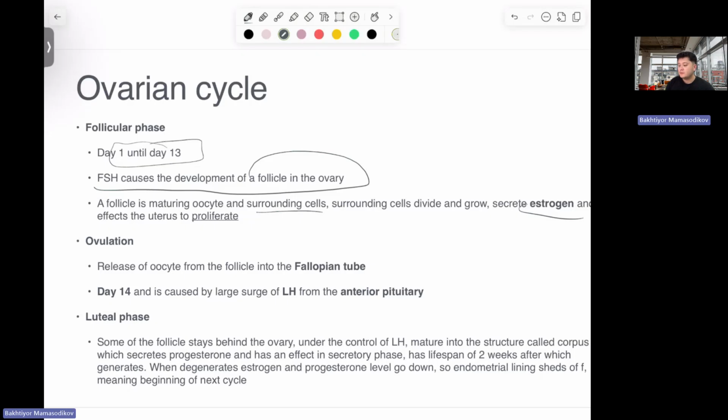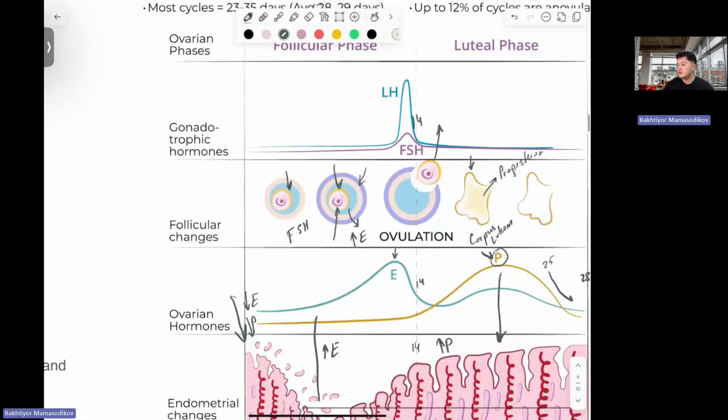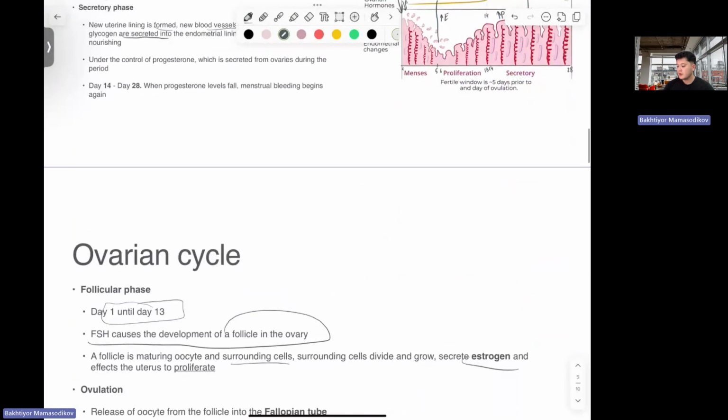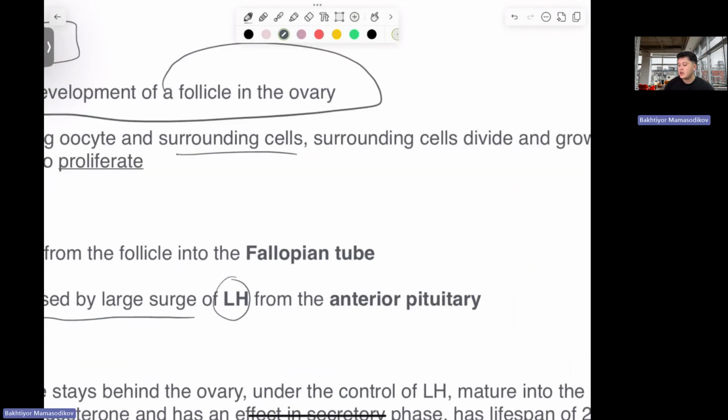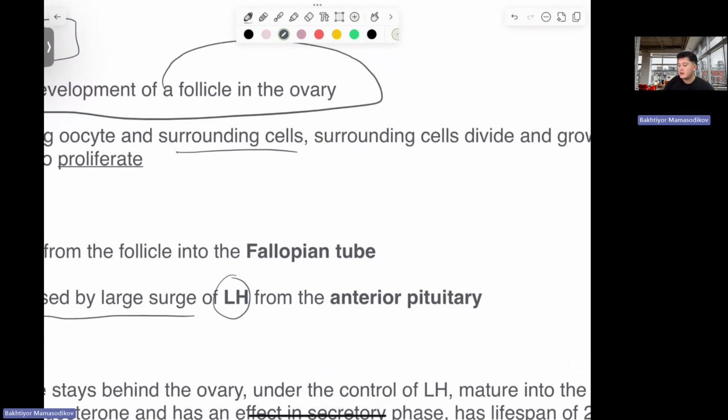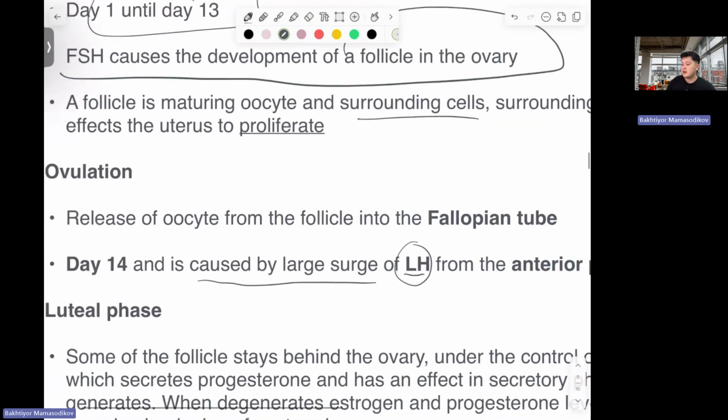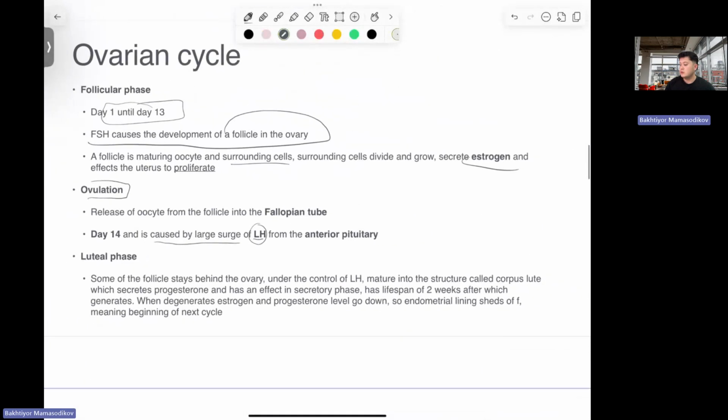Ovulation is on day 14. Ovulation happens when the ovum gets outside to the fallopian tubes. It happens on day 14 and is caused by a large surge of LH. On day 14, from the anterior pituitary, the LH, luteinizing hormone, will be released, and this luteinizing hormone causes the ovulation. So what is the luteal phase?